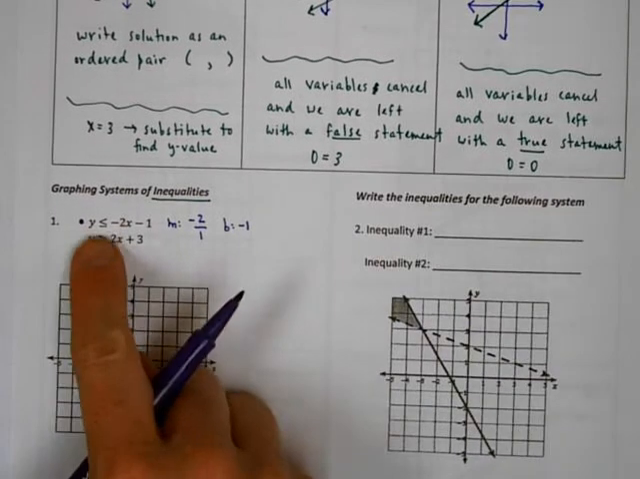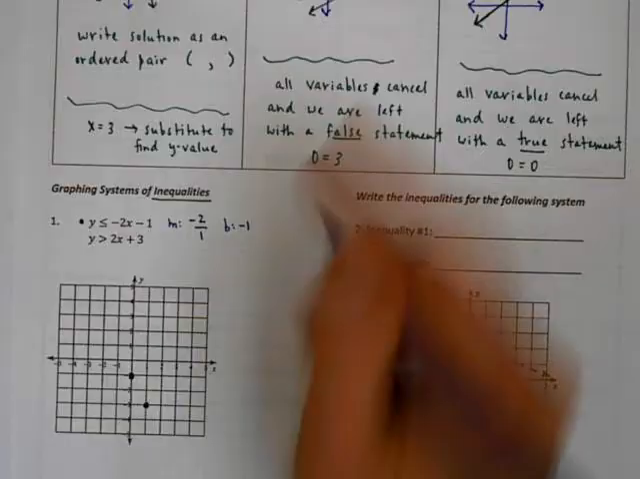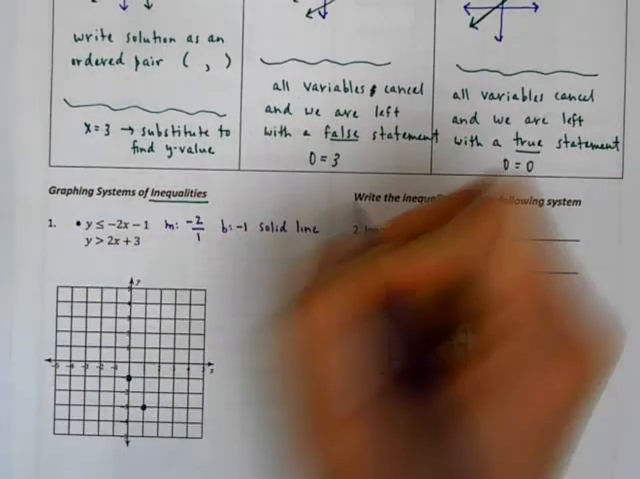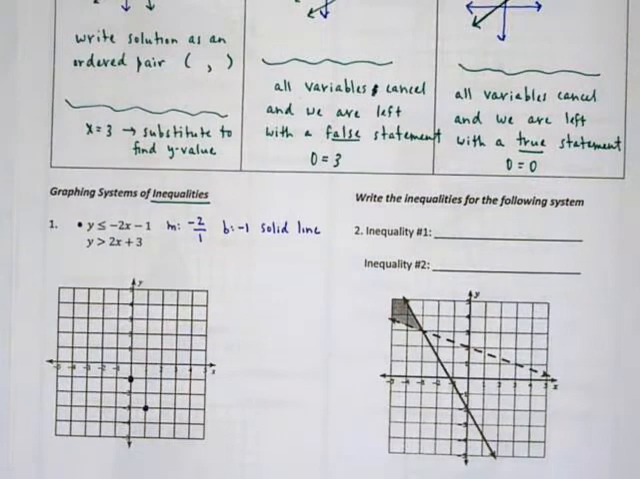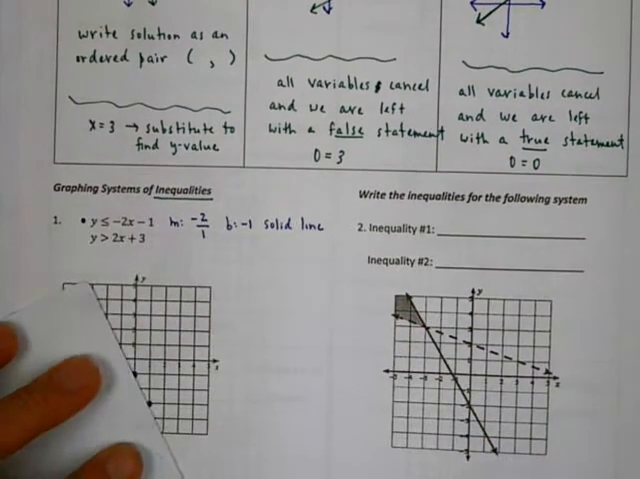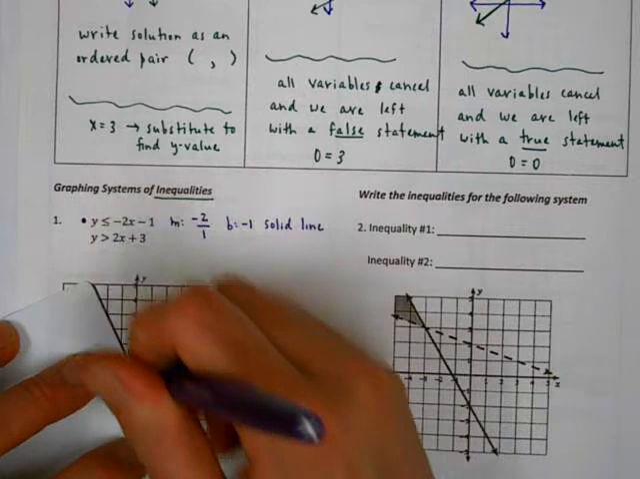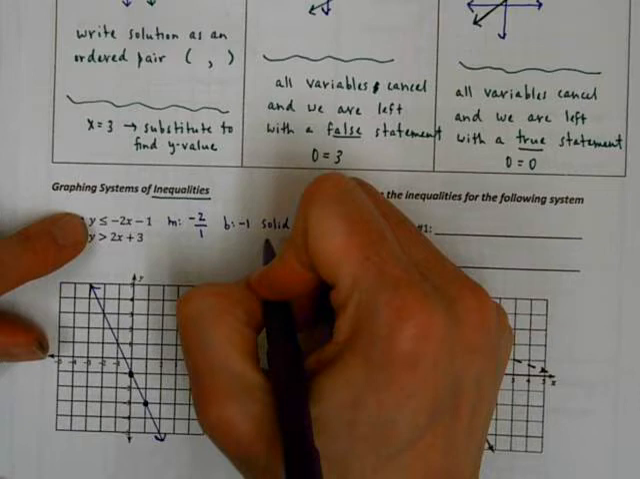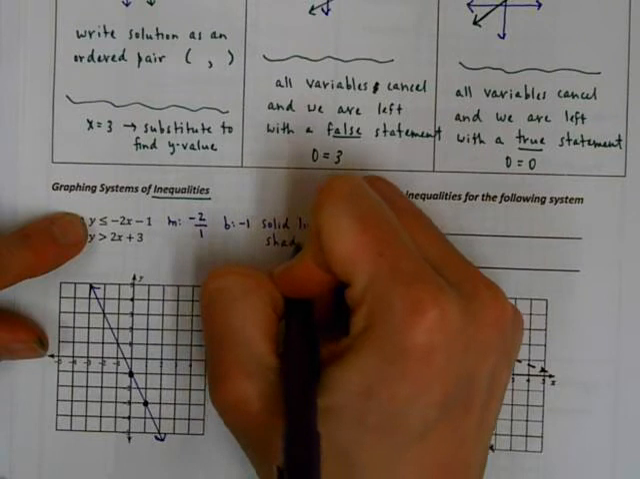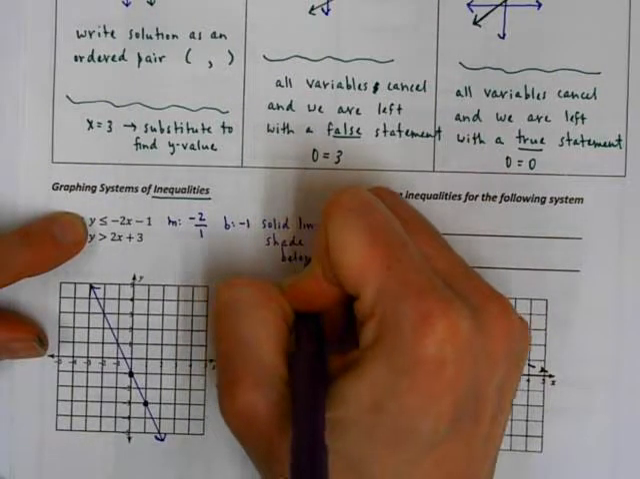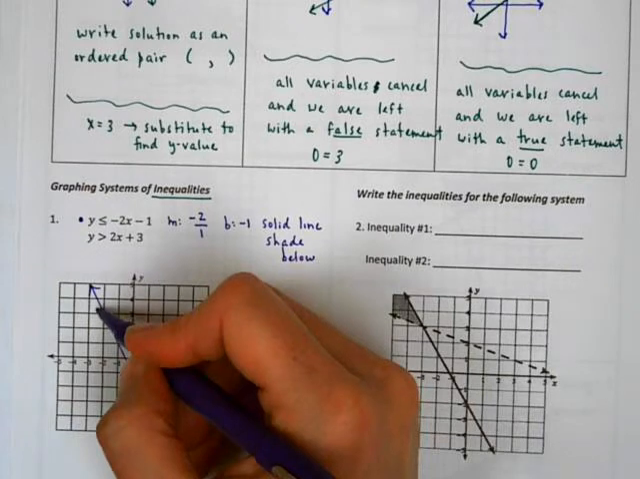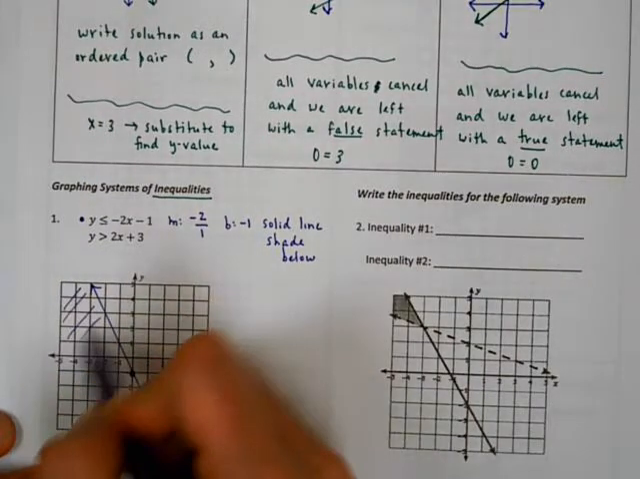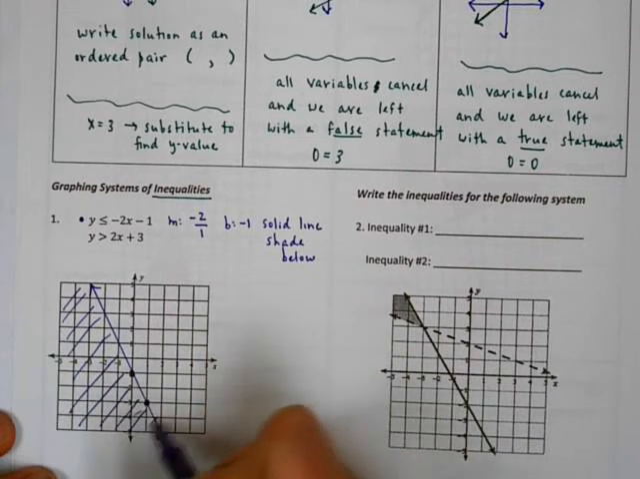Since this is less than or equal to, I'm going to use a solid line. So that's going to be a nice solid line all the way across my graph. And since it's less than, I'm going to shade below my line. So if I pick any point on my line, I want to shade down from there. So that means this whole part of the graph would be shaded.